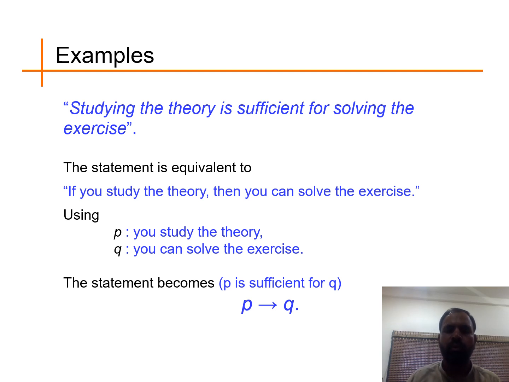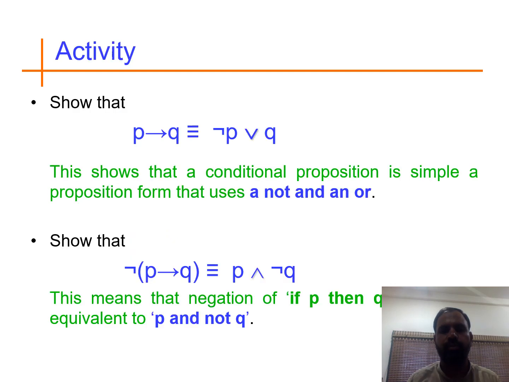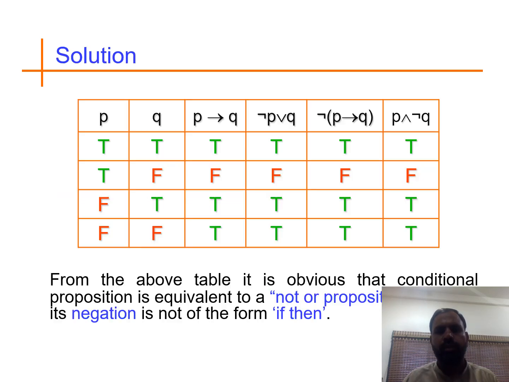In real life, we mostly use these statements. This is the activity for showing. You have to show that P implies Q is equivalent to negation P or Q. This shows that a conditional proposition is simple, a proposition form that uses a not and an or.